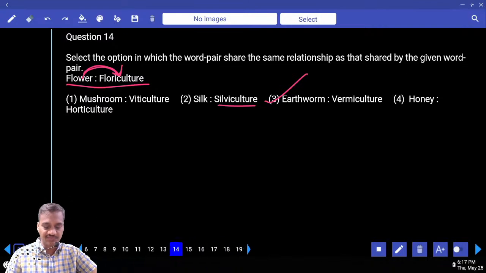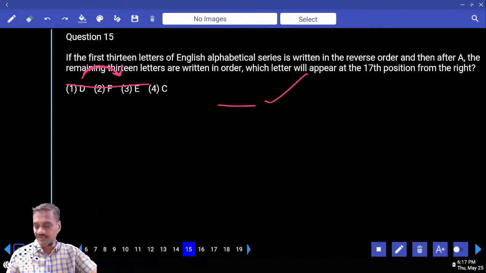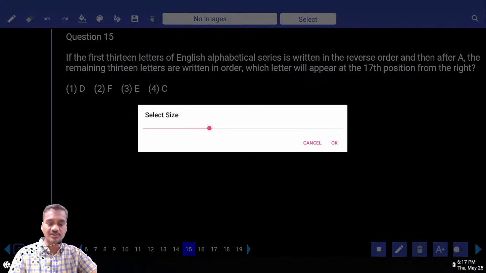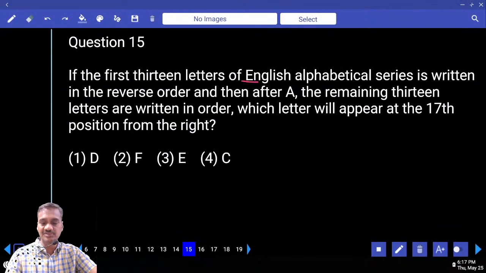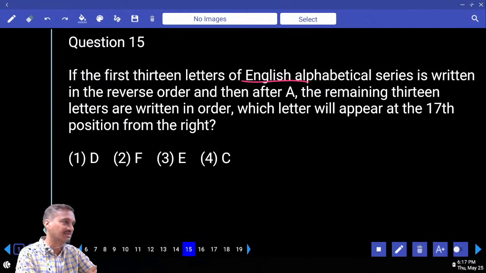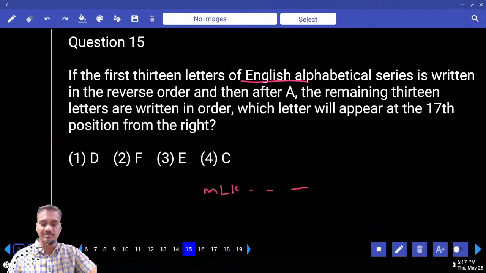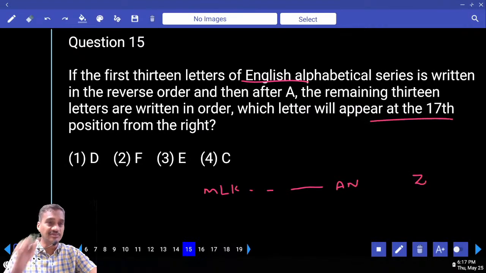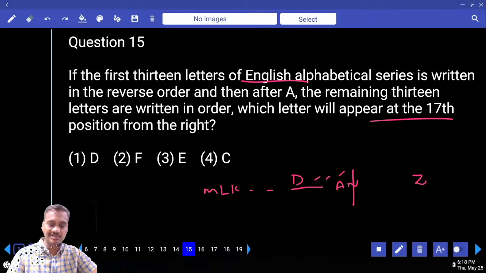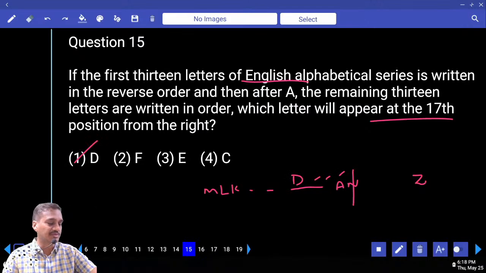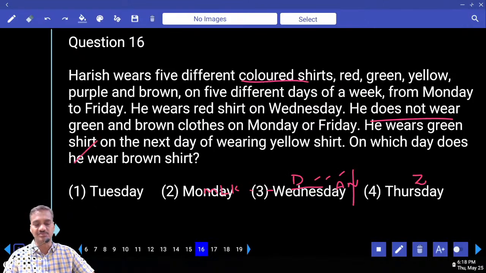Then coming to question number 15. In this question, the first 13 letters of the English alphabet are written in reverse order. That is, the first 13 means M, L, K, and so on up to A. Then the remaining letters are written in the same order, that is, N to Z. Which will be the 17th from the right hand side? The first 13 letters were already done. 14, 15, 16, 17. D is the letter. Choice 1, question number 15.